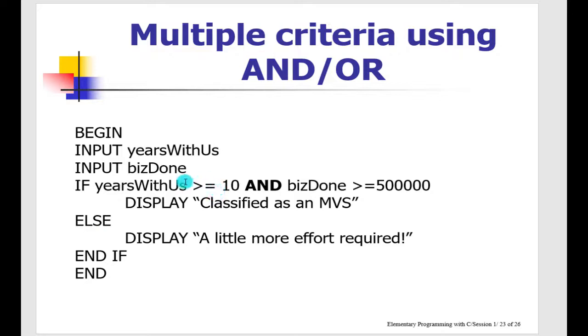Else, if we don't meet any of these two, then we tell them that a little more effort is required. We end the if and we also end the pseudo code. There's also another alternative solution to this particular program whereby you can put an if within an if. This is what we call a nested if.